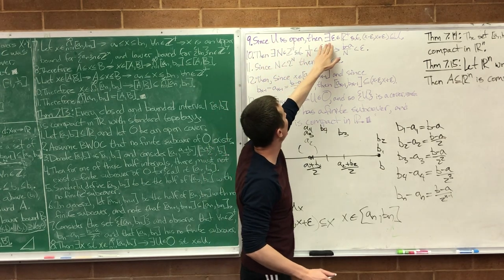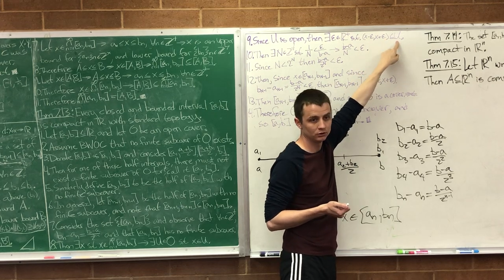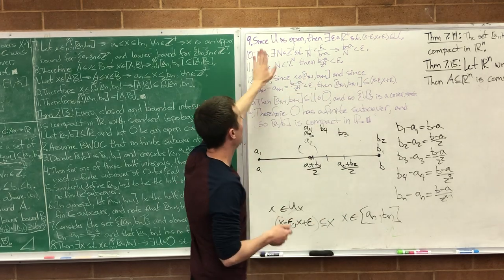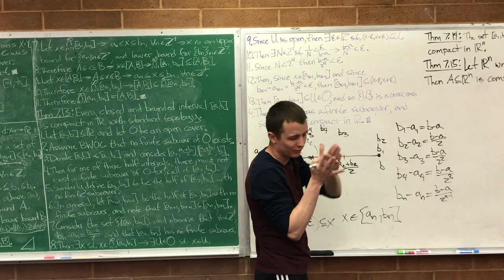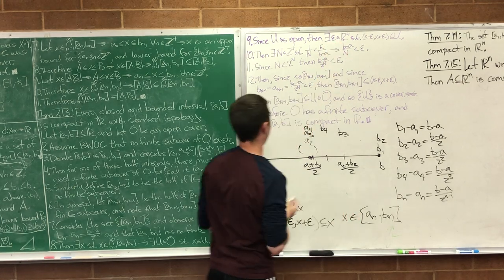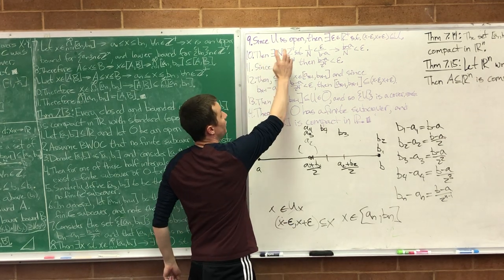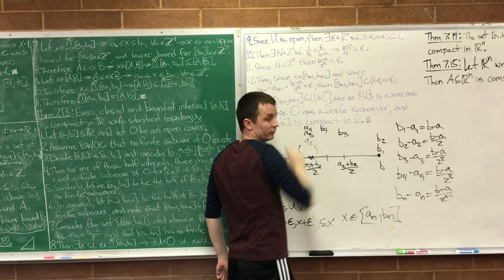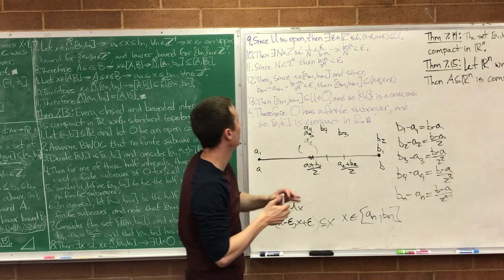Since U is open, then there must exist some open ball centered at x that's still a subset of U. For some epsilon that's a positive number, all we know is that epsilon is a positive number, probably a really, really small positive number, but still some positive number. Now we're going to use the Archimedean principle. I know that there exists some positive integer such that 1 over that positive integer is smaller than any positive number you pick.